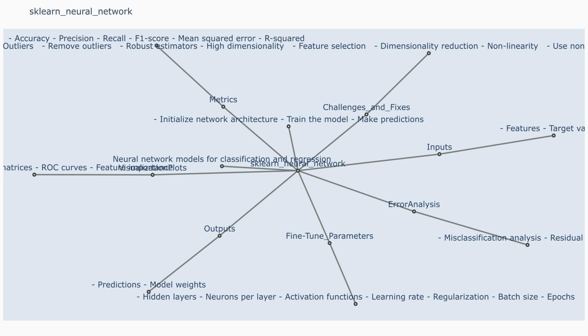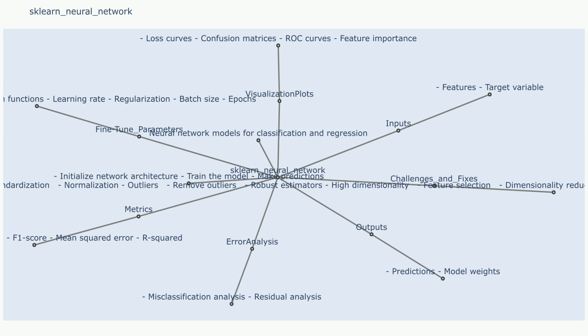sklearn neural network. Description: the neural network module in scikit-learn provides a set of tools for building and using feed-forward neural networks for classification and regression tasks. It offers implementations of the multi-layer perceptron (MLP) with different activation functions and optimization algorithms.